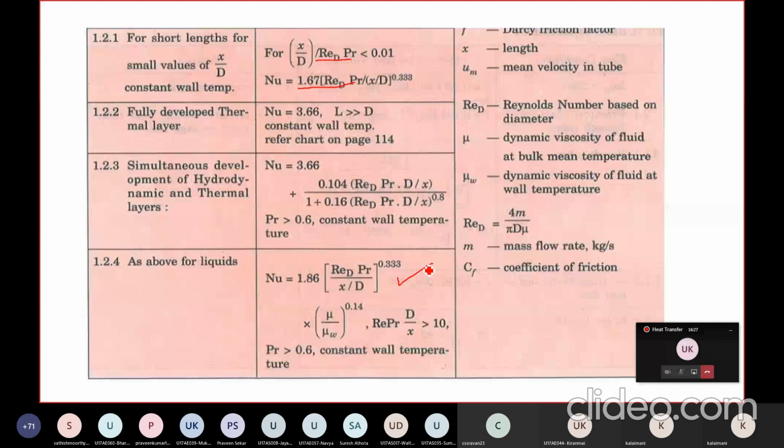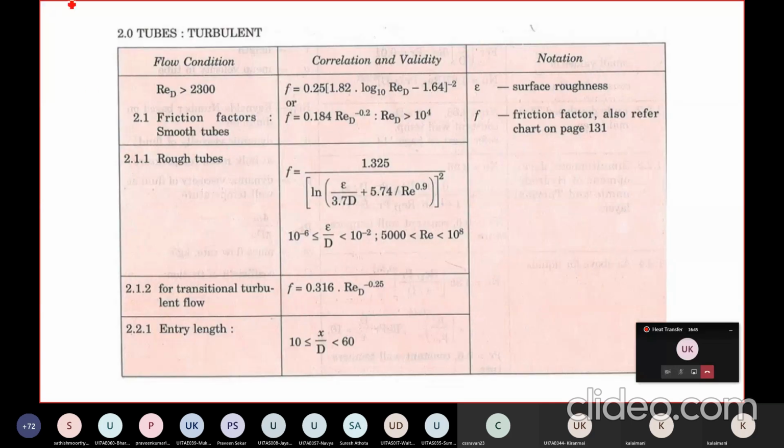So once you read the problem, based on what kind of situation they gave, you have to select one formula to find your Nusselt number. Then after that you find your convective heat transfer coefficient. If the flow is turbulent, meaning the Reynolds number is greater than 2300, we also have to find the friction factor.